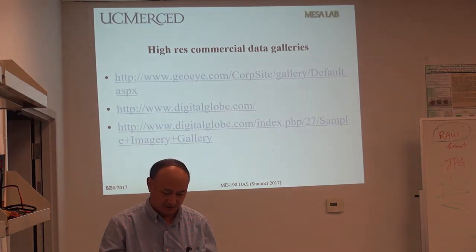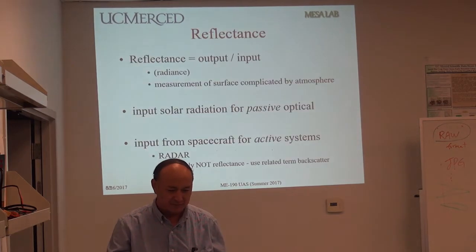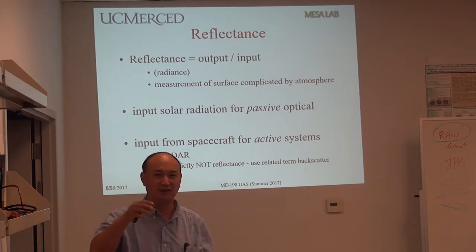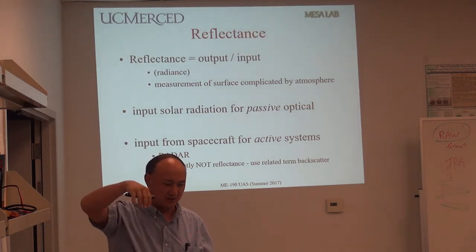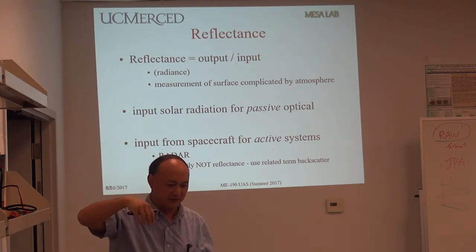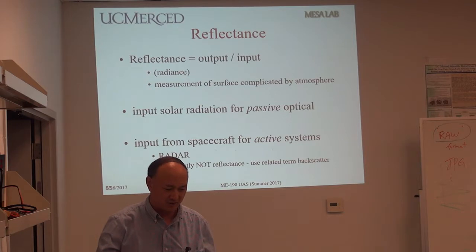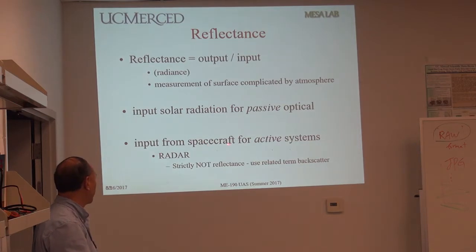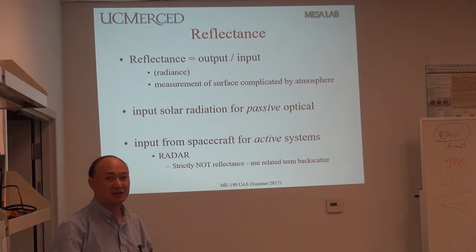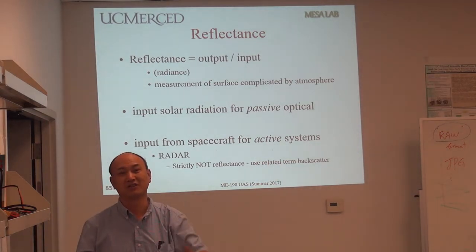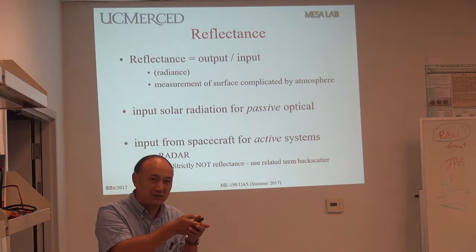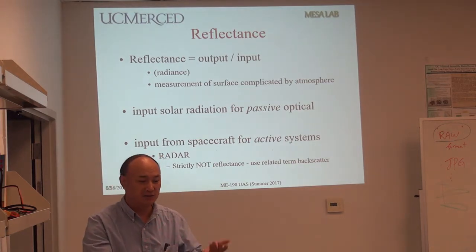Let's go back and think about this reflectance. Reflectance is something in and something out. In radiance, the measurement of the surface is complicated by the atmosphere. The input is solar radiation for passive optical, or input from a spacecraft for an active system like radar. Passive means you have sunshine. Or I have active sunshine, a laser like this laser pointer, and then I see how much you reflected back. That is also reflectance.